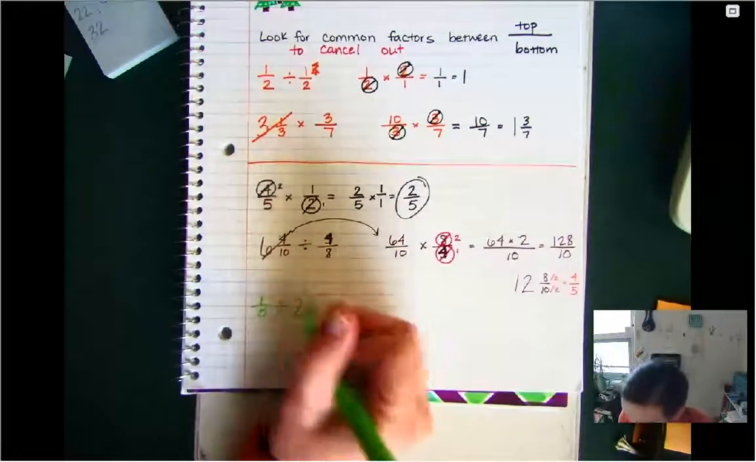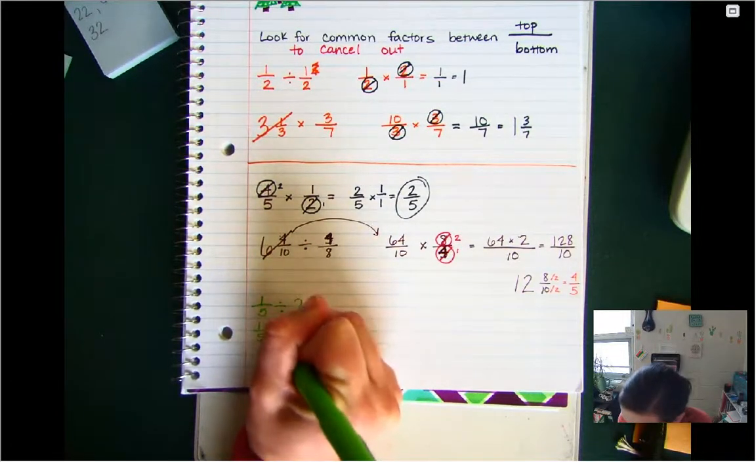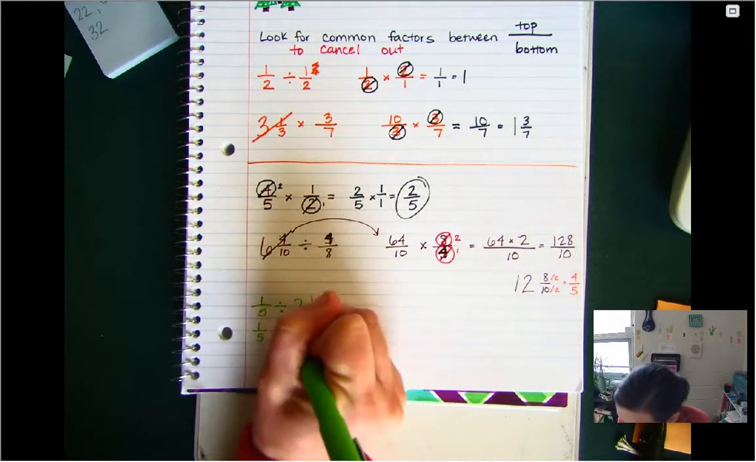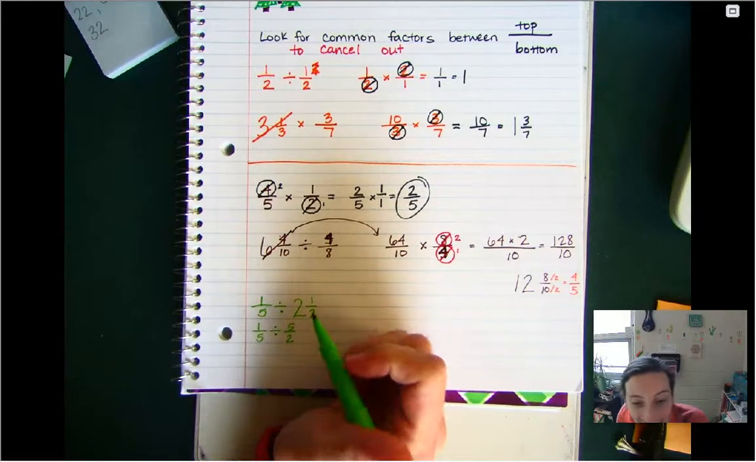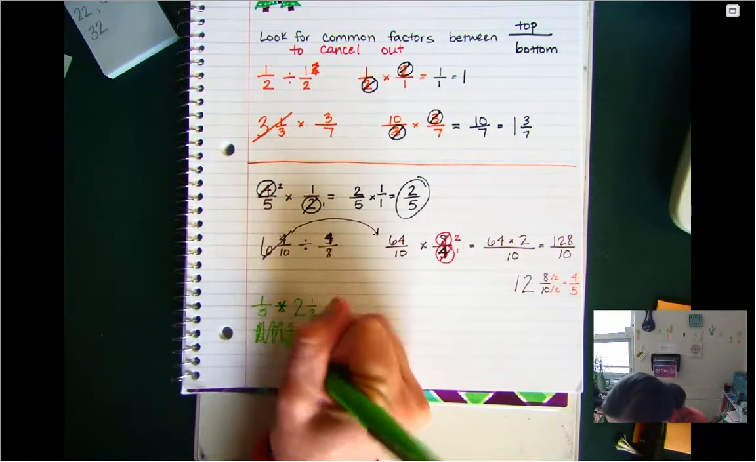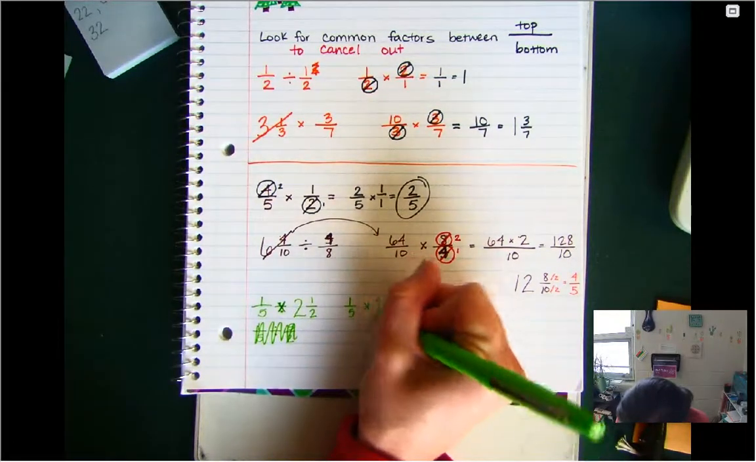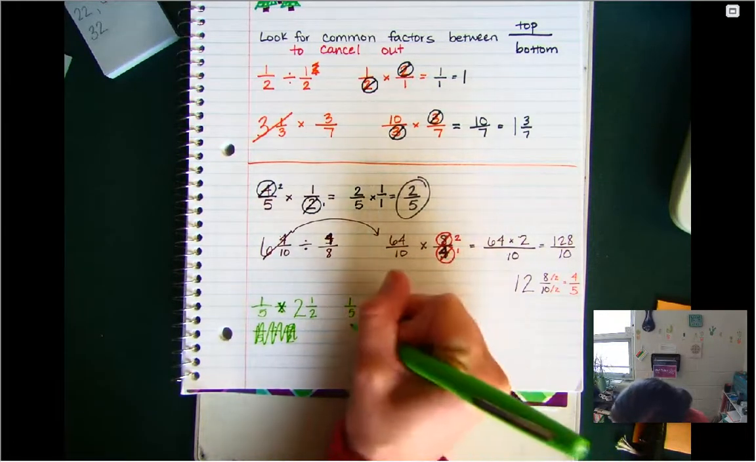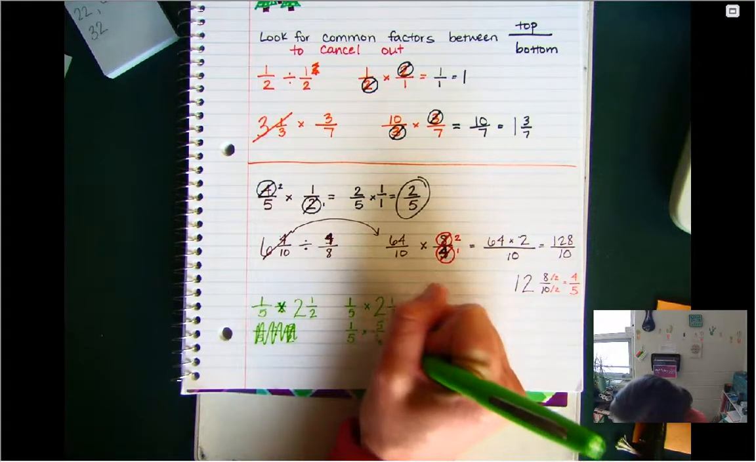First, I'm going to rewrite the problem with my mixed number as an improper fraction. So that's going to be 5/2. Son of a gun, I did it again! Okay, let's just pretend that was times. 1/5 times 2 1/2. I rewrite this as 1/5 times 5/2.